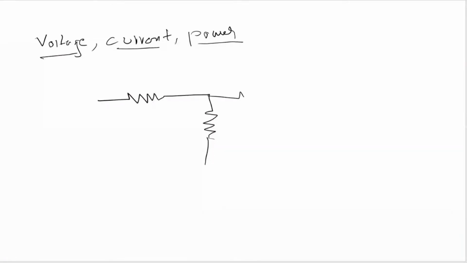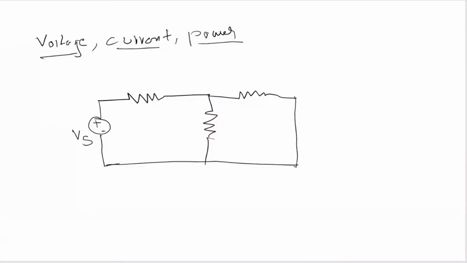Now if you want to know the current in each and every element, we know only the source value. Suppose Vs is the source value, with this side positive and this side negative. This is a simple network which I am giving you to find how much power is being consumed by each element. So this is R1, this is R2 and this is R3.